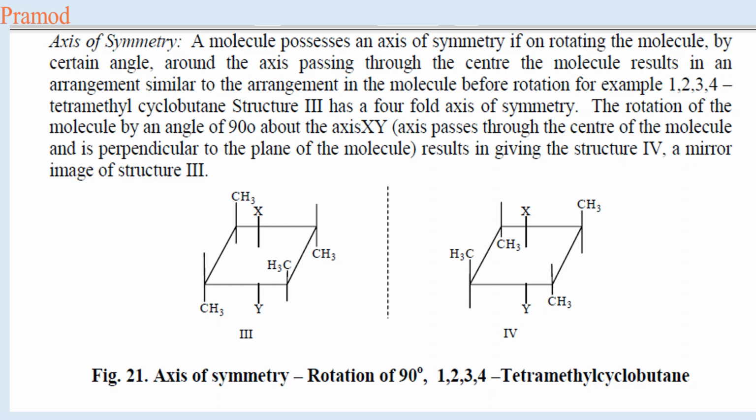When you try to rotate this molecule, for example by 90 degrees, you get the same orientation. You can see structures 3 and 4: if you rotate it, you get the same orientation. The rotation of the molecule by an angle of 90 degrees around the axis passing perpendicular through the center of the molecule results in the same structure. Such compounds are said to possess an axis of symmetry, and if a compound possesses an axis of symmetry, then the molecule is said to be achiral.